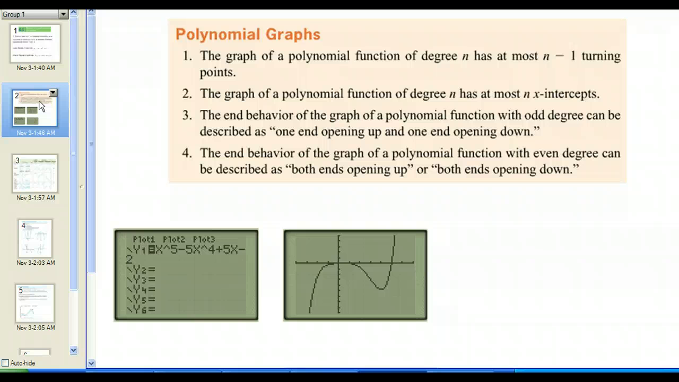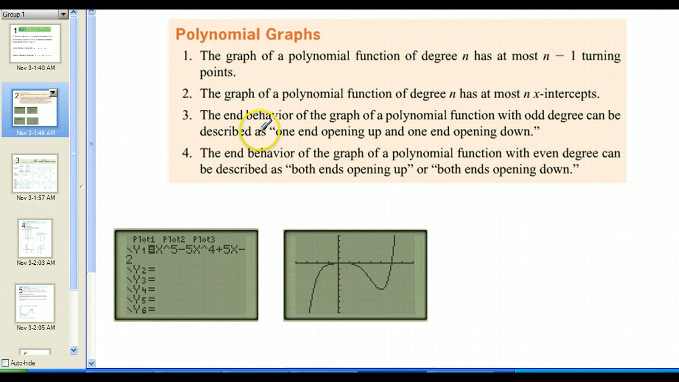The second one, the graph of a polynomial function of degree n has at most n x-intercepts, so it could cross the x-axis at most whatever the degree is. So if it's degree 5, you can cross at most 5 times. If it's degree 2, again a parabola will only cross at most 2 times. And a degree 25 polynomial could cross up to 25 times.